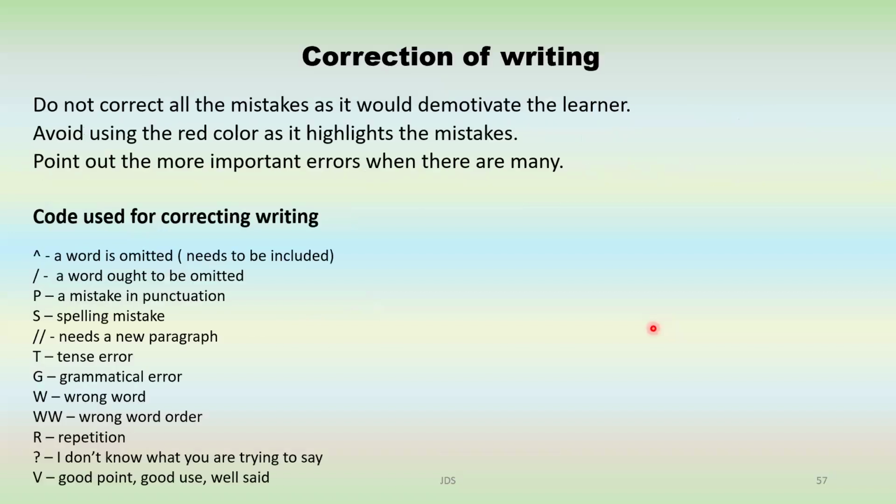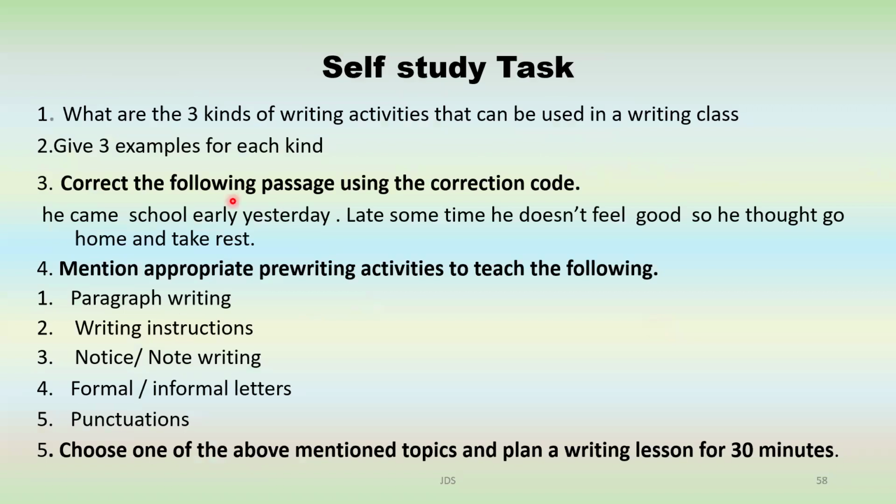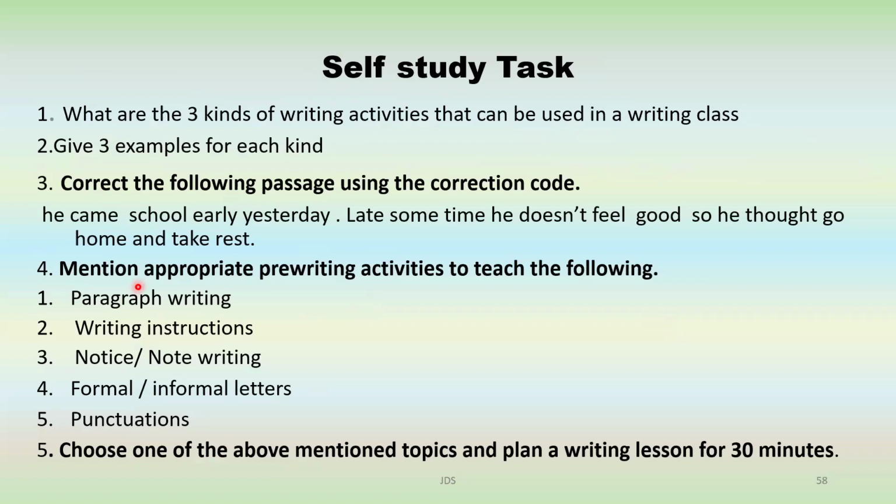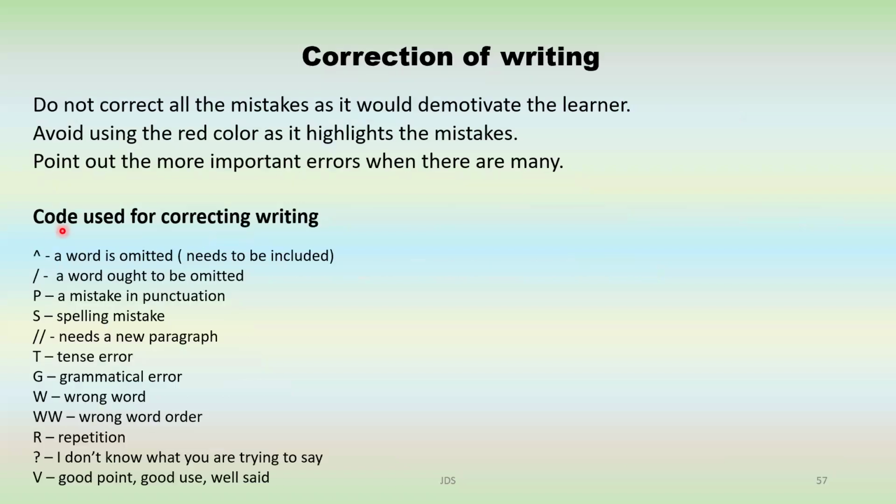Then, correct the following passage using the correction code. Right, so only 2 lines are there, a very tiny passage. You use this correction code and try to correct it. Now, for example, "he": the H should be capital, but you have the simple h over here. So underline it. And what is the code that you are going to use? Let me know which letter you have to use.